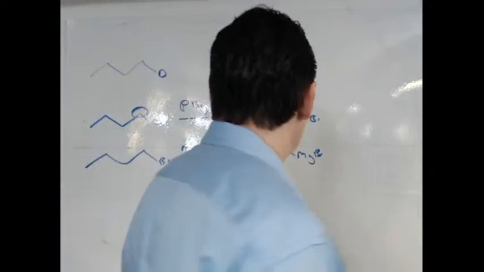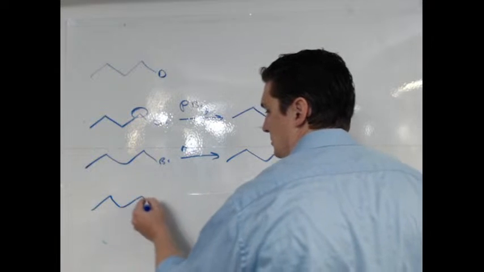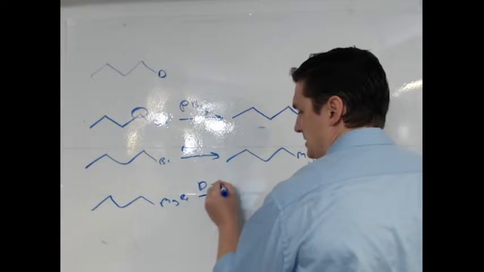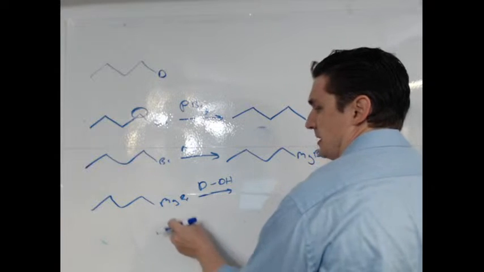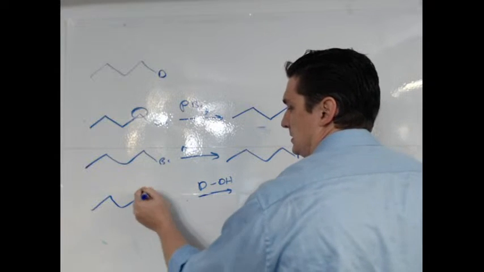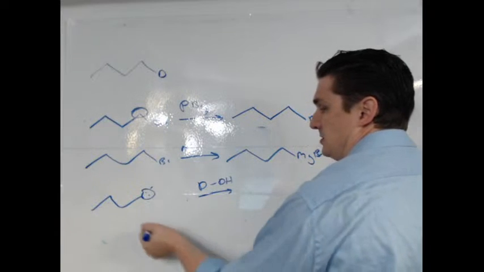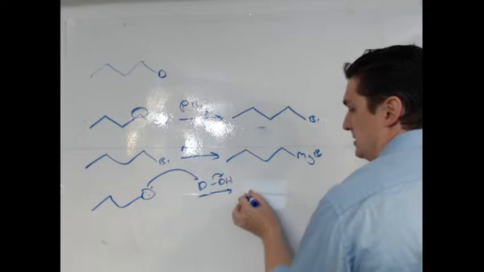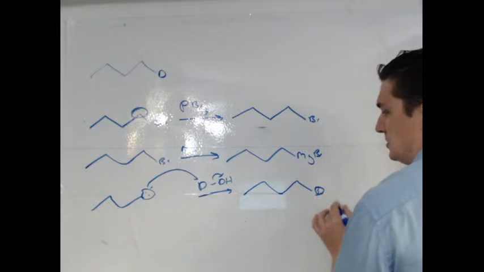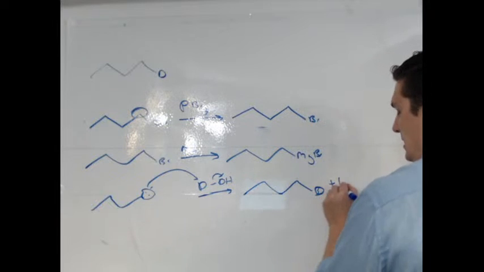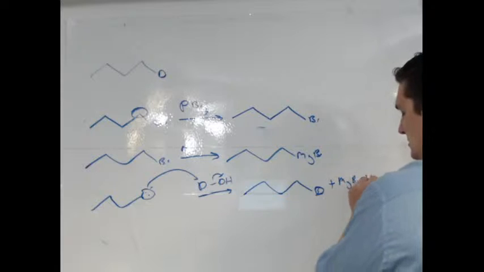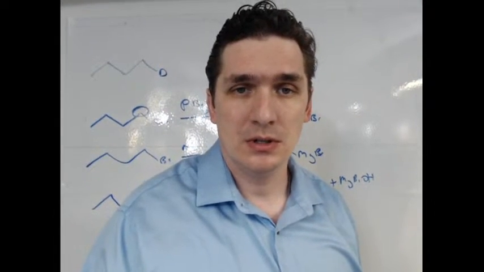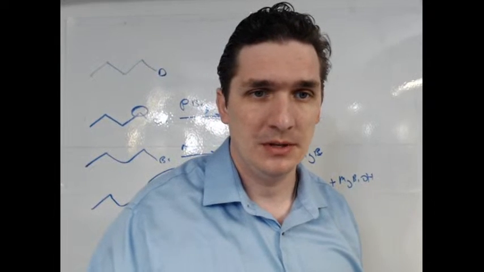Now it says, what happens when you react this with deuterium? Well, the best way to draw this is actually this way, and we'll get rid of the MgBr to make it more obvious. You have a carbanion here. This is going to attack the deuterium, and this will leave you with what you want, which is the deuterated butane and MgBr hydroxide. So that's the process for question 23.